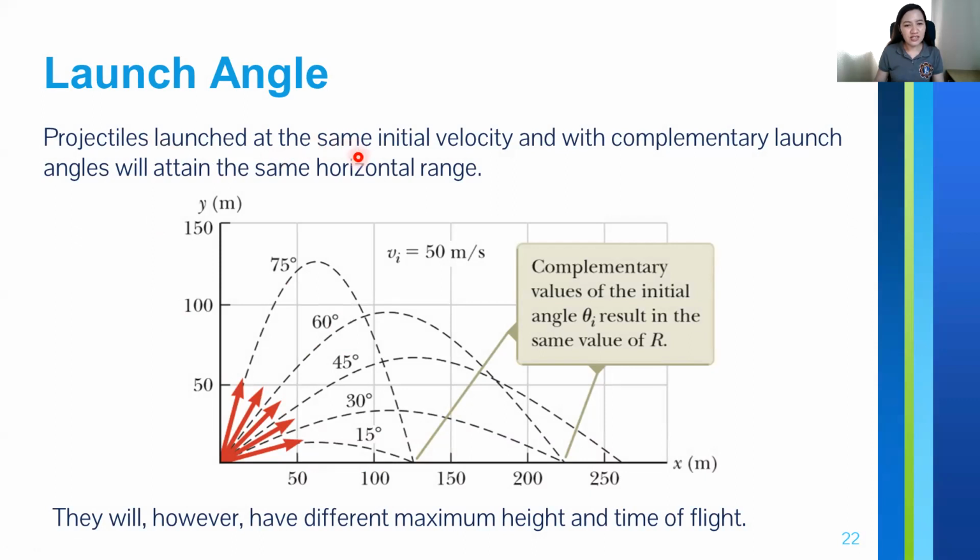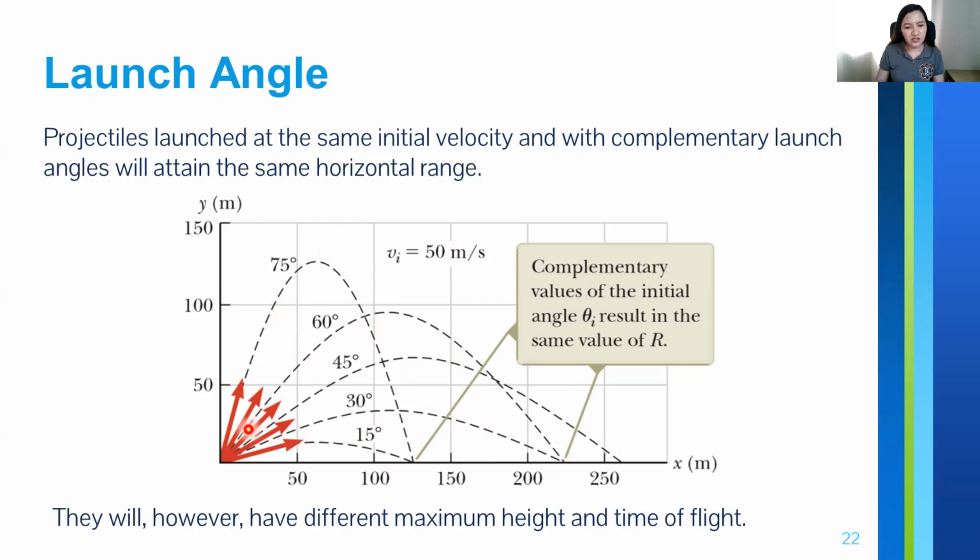So projectiles launched at the same initial velocity and with complementary launch angles will attain the same horizontal range. Okay? Complementary, ang sabi ng complementary, when you add them, it would equal to 90 degrees. So as long as the initial velocity is kept constant, so this is the pattern sa range na ma-reach sa projectile. So they will have the same horizontal range. So may 75 degrees. So may complement sa 75, we have 15. So ma-reach siya ng same na level. Ang 60 ug ang 30, same.